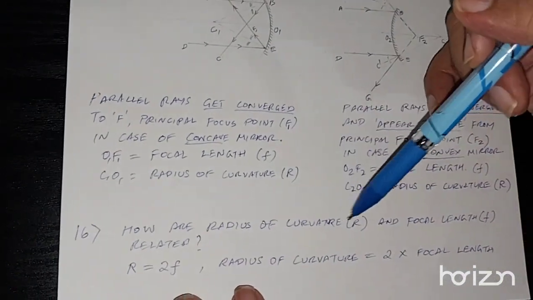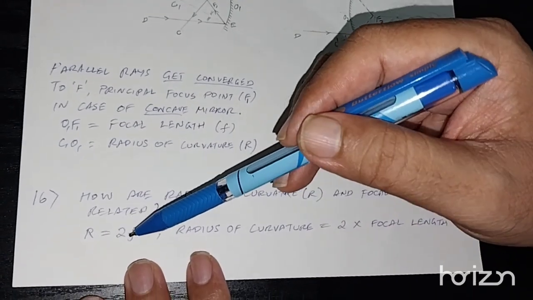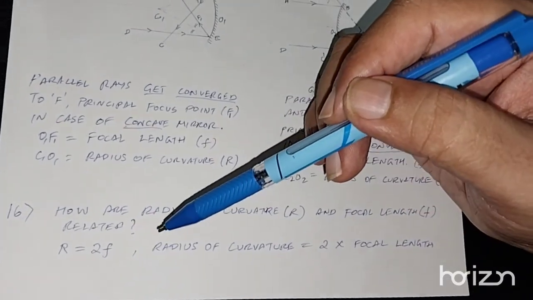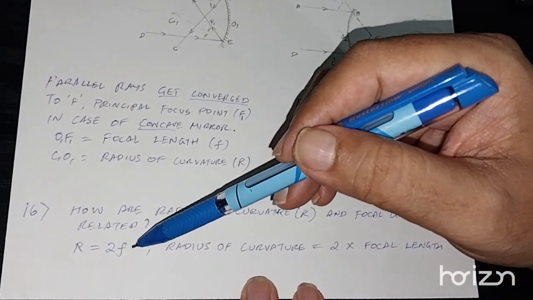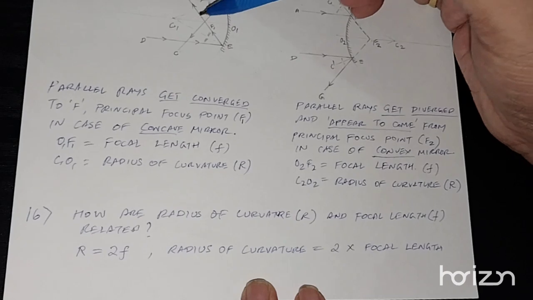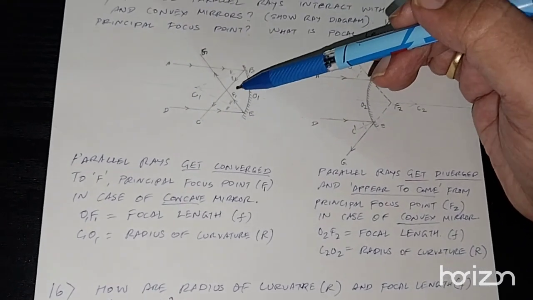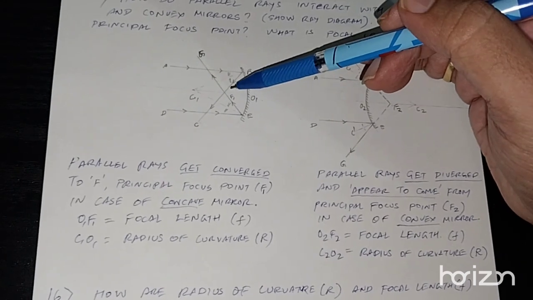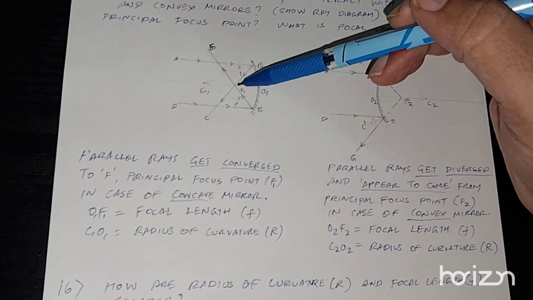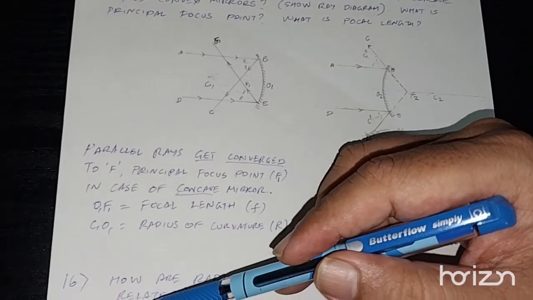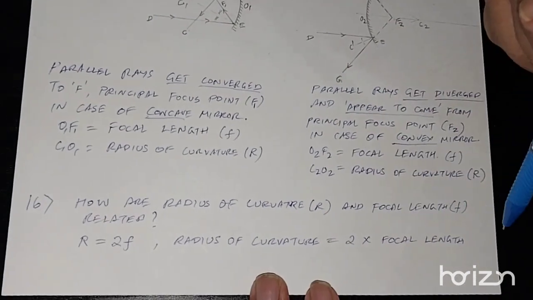How are the radius of curvature and the focal length related? We can show that for mirrors of small apertures, the radius is approximately equal to 2 times the focal length. So R, the radius of curvature, in this case C1O1, is twice O1F1. Here the radius is C1O1 and the focal length is F1O1. So R is always, for small apertures, 2 times the focal length. The radius of curvature is 2 times the focal length.